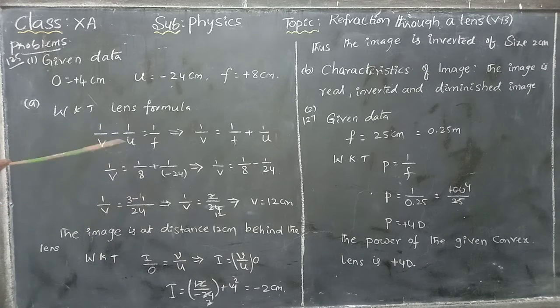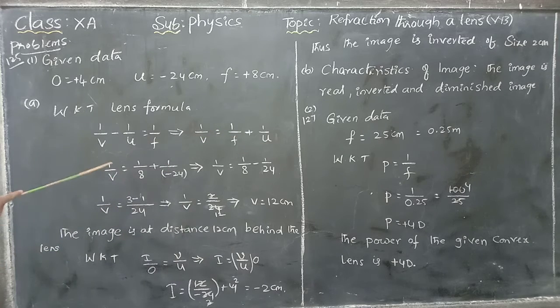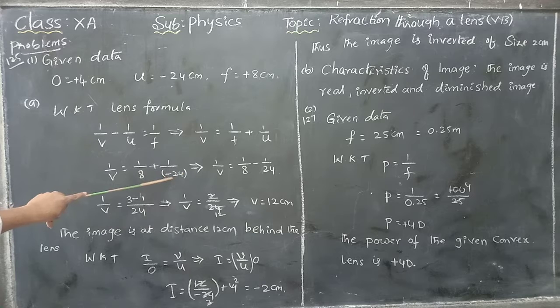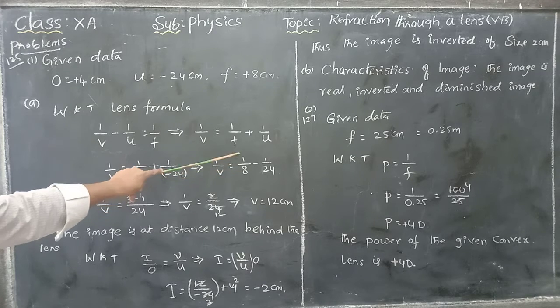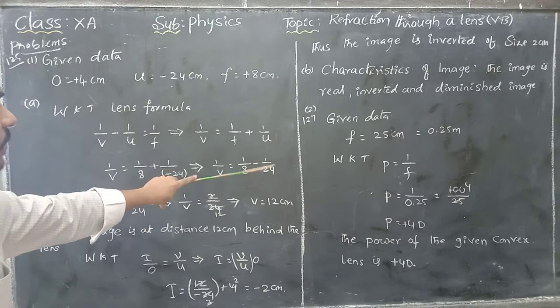I want V because the position is V. 1 by V, I am shifting this entire thing towards the right: 1 by F plus 1 by U. Then 1 by V equals 1 divided by F, which is plus 8, plus 1 divided by U, which is minus 24. Then 1 by V equals 1 by 8, here plus into minus, minus 1 divided by 24.